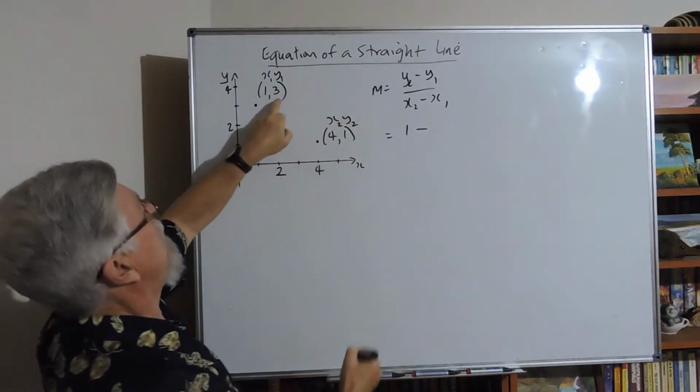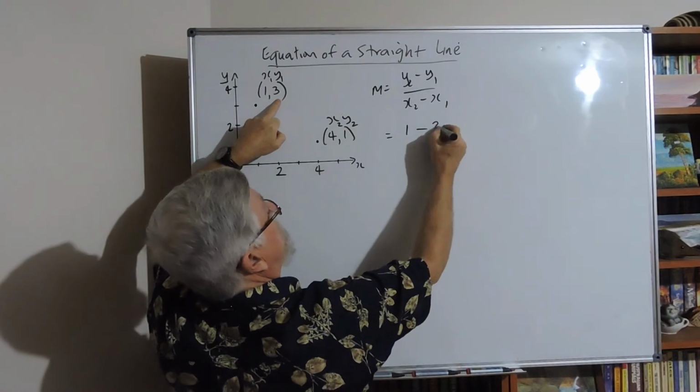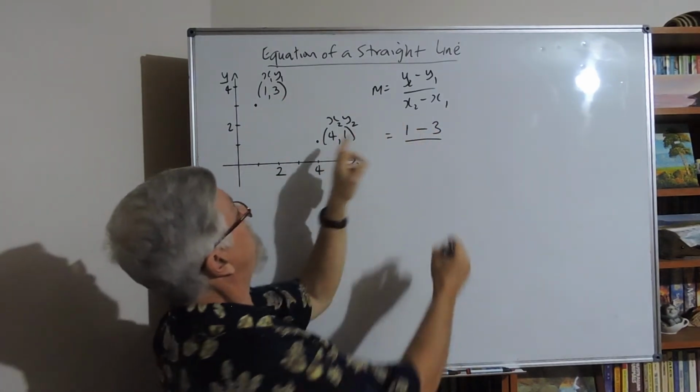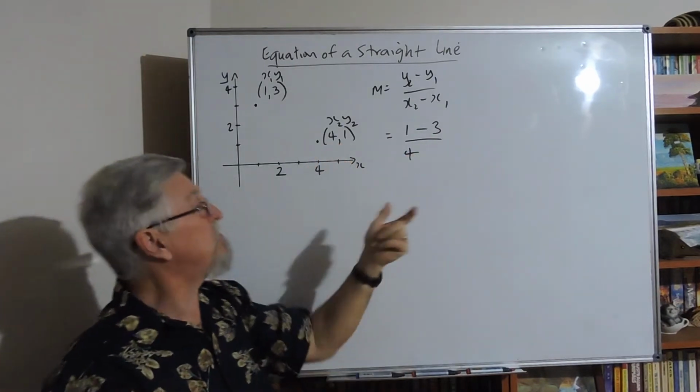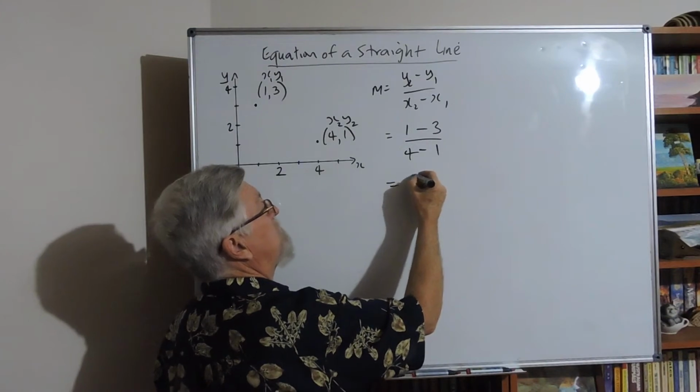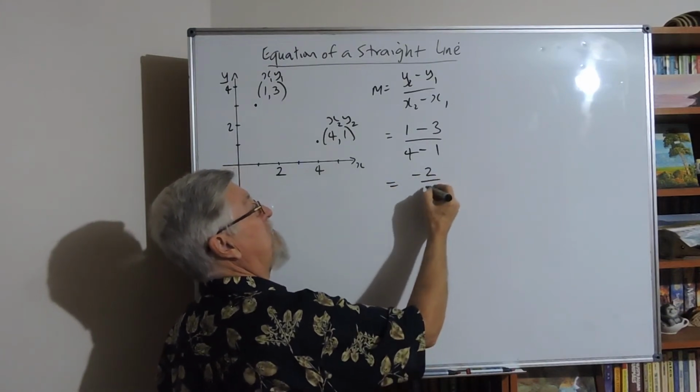So then you can go, I need a y2, which is that one there, 1. I subtract the y1, which is a 3. And then I can go to x2, which is the 4. And I can subtract the x1, which is the 1. And I get -2 on the top and 3 on the bottom.